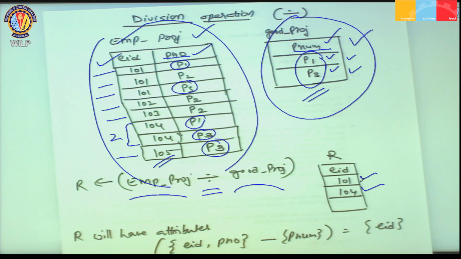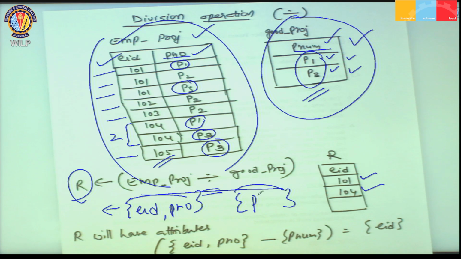Okay. Now, the result of this operation is stored in R, and how can I find out how many columns or attributes will be there in the resultant relation? Now if you look at this employee underscore project, how many attributes are there? It contains employee ID and P number. How many attributes are there in good projects? It is only one, that is P number. Now, the list of columns that are seen in the resultant relation is going to be this set minus this set. So, that is why you will find only employee ID in the resultant relation.